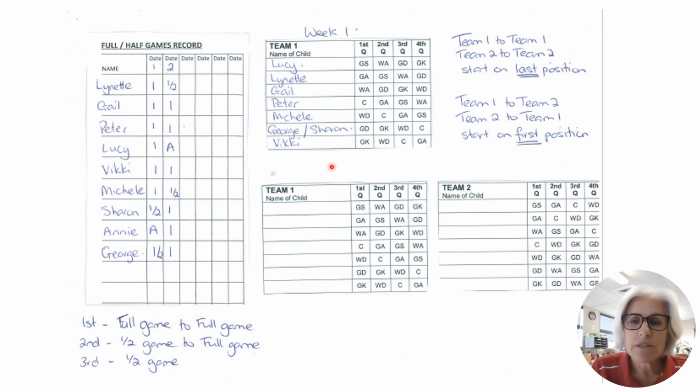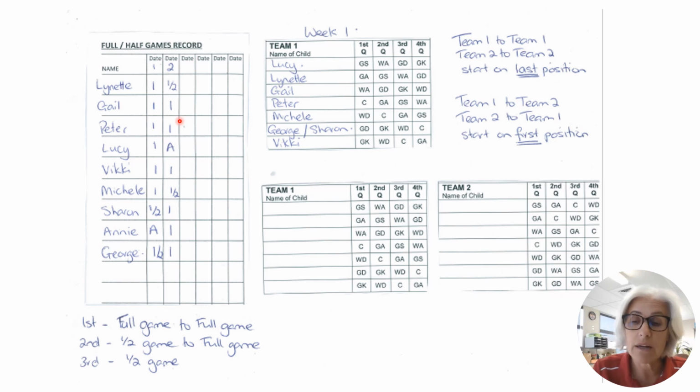Okay, there's a couple of tips that you need to remember when you come to do the second week. So the first week's easy, done. Second week, third week, fourth week, that's when it gets tricky. The first tip is that you always look at your full game to full game players each week. So last week, who was the full game player? Gail, and she's having a full game the second week. So those are the players that you do first for your rotations.